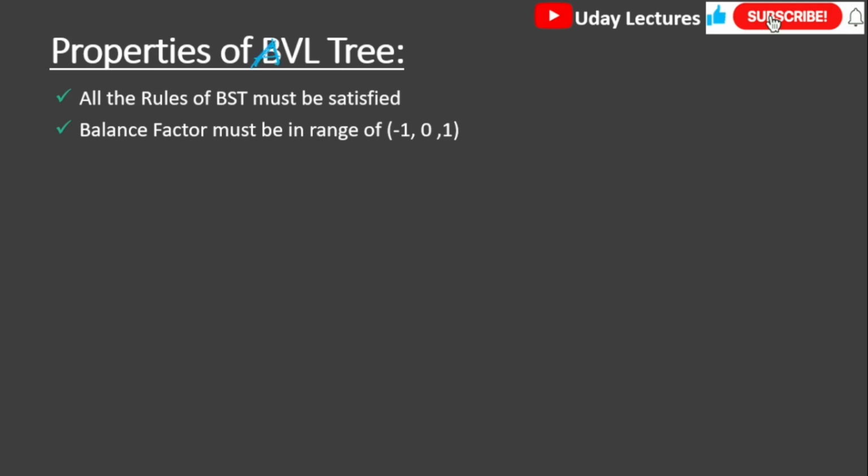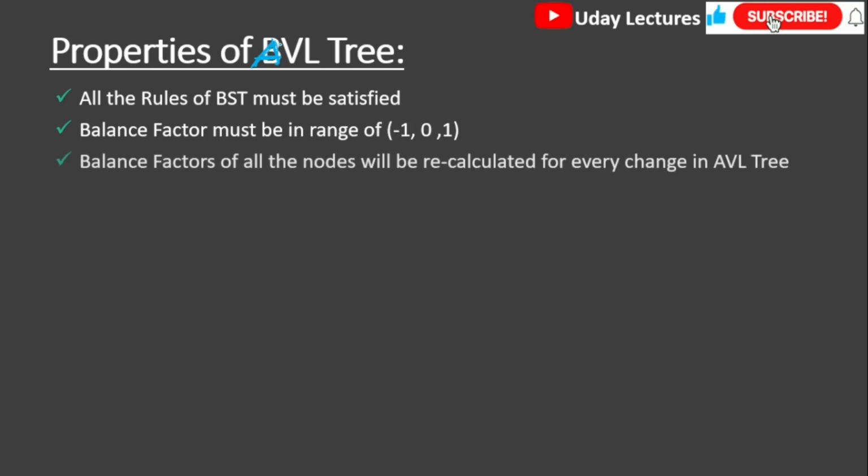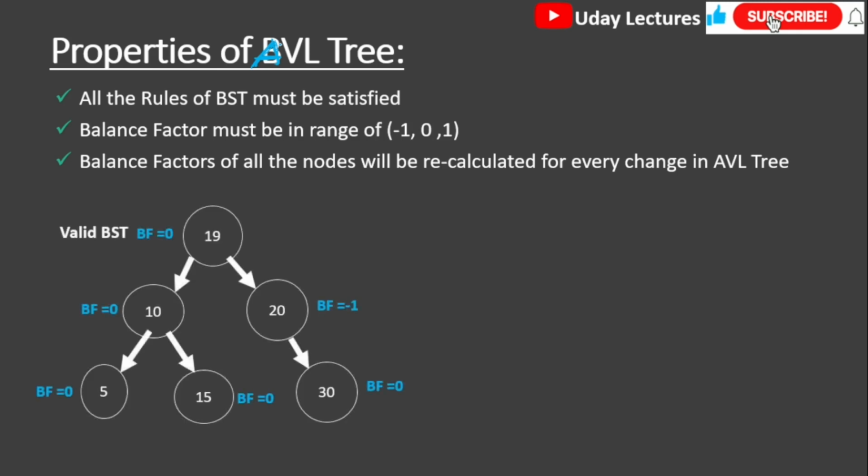So the properties of AVL tree. The balance factor must be in the range of -1, 0 or 1, which I've explained already. And balance factors of all the nodes will be recalculated for every single change in the AVL tree. So if you have inserted a node or deleted a node from the binary search tree or AVL tree, then we have to recompute the balance factors for all the nodes.